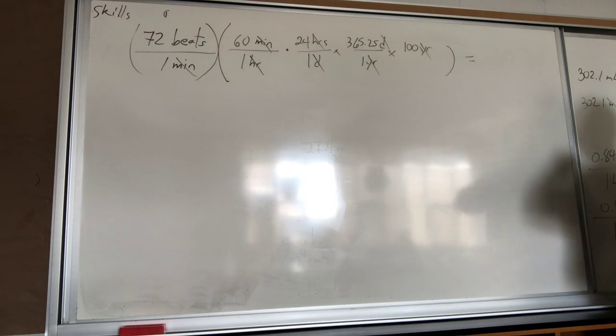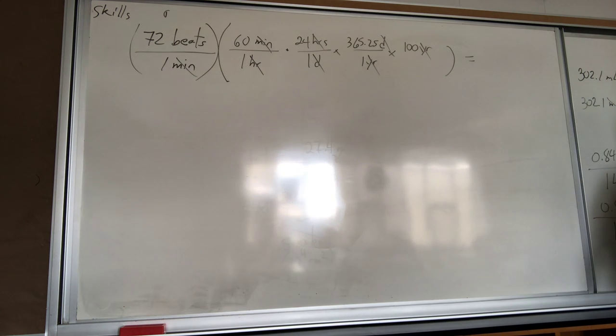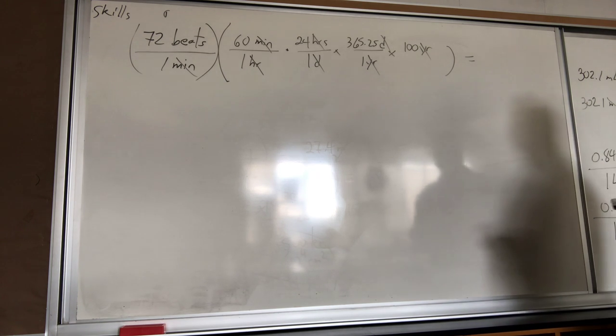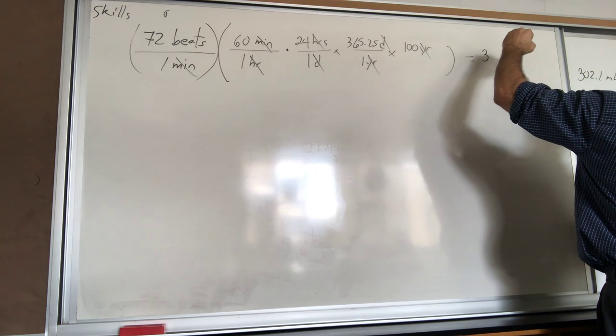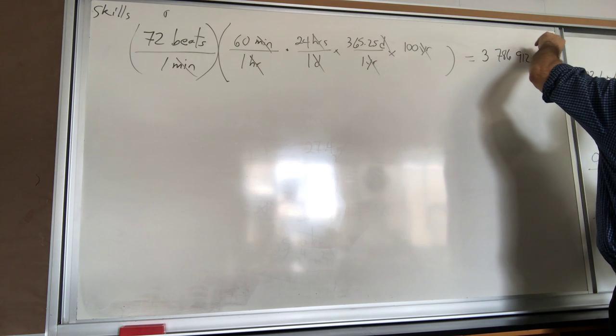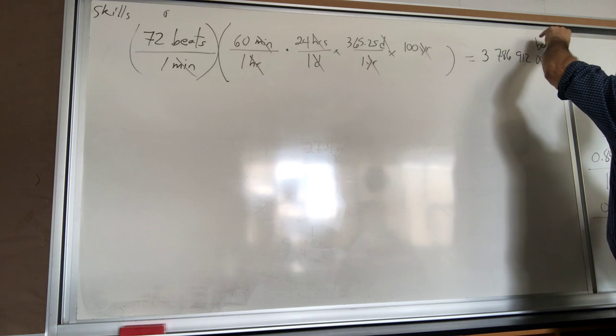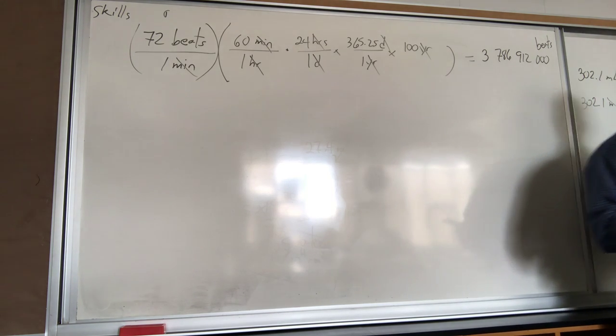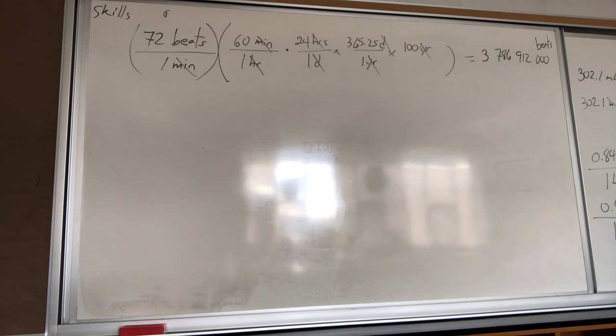So all we have to do is multiply those numbers to find out how much your heart would beat if it beats an average of 72 times a minute for 100 years. And the number will surprise you. 72 times 60 times 24 times 365.25 times 100 gives you 3,786,912,000 beats. So your heart, if you live 100 years, will probably not reach 4 billion beats.